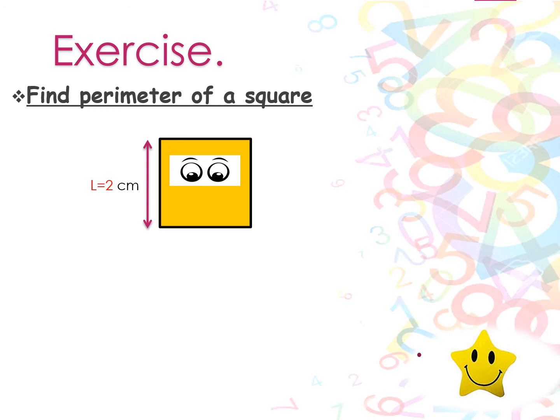Oh yes, it's time for a quick exercise. We have a square and the measurement of one side is 2 centimeter. Now you have to calculate the perimeter. Please complete this in 1 minute. Time over. Okay, if your answer is 8 centimeter, then well done. If not, then please go through this lecture again to learn the correct method of finding the perimeter of a square.